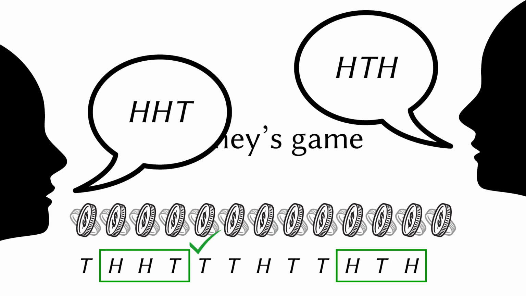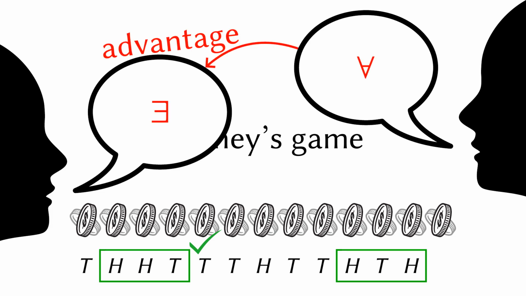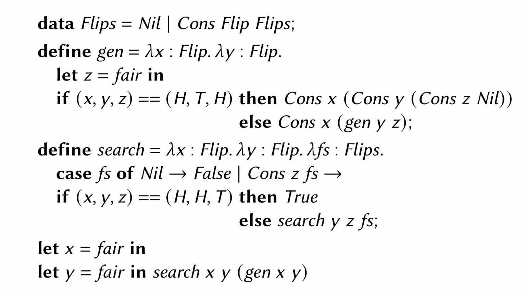It turns out, paradoxically, that no matter what pattern the first player picks, the second player can always pick a pattern that is more likely to appear earlier. To study this game, we can write this program, which is composed of 2 recursive functions.